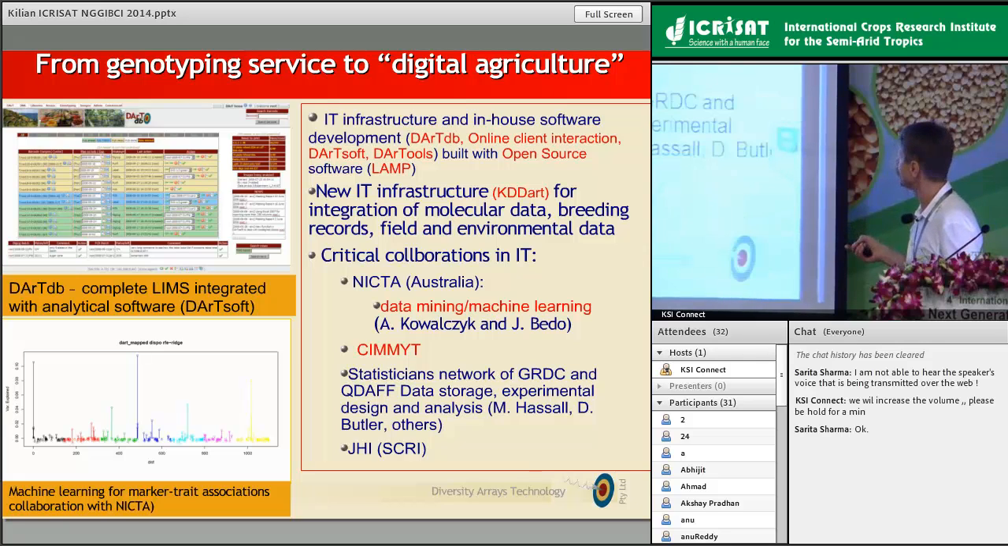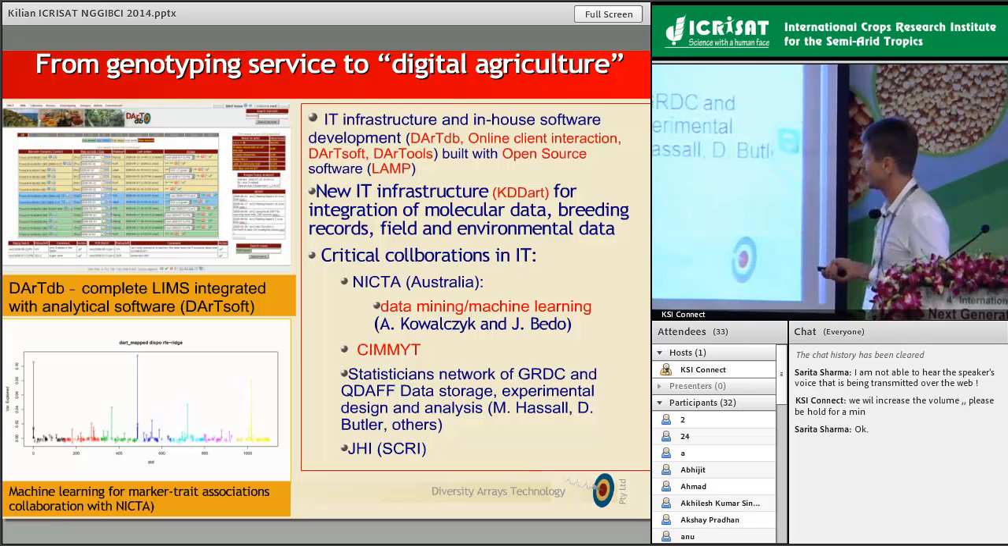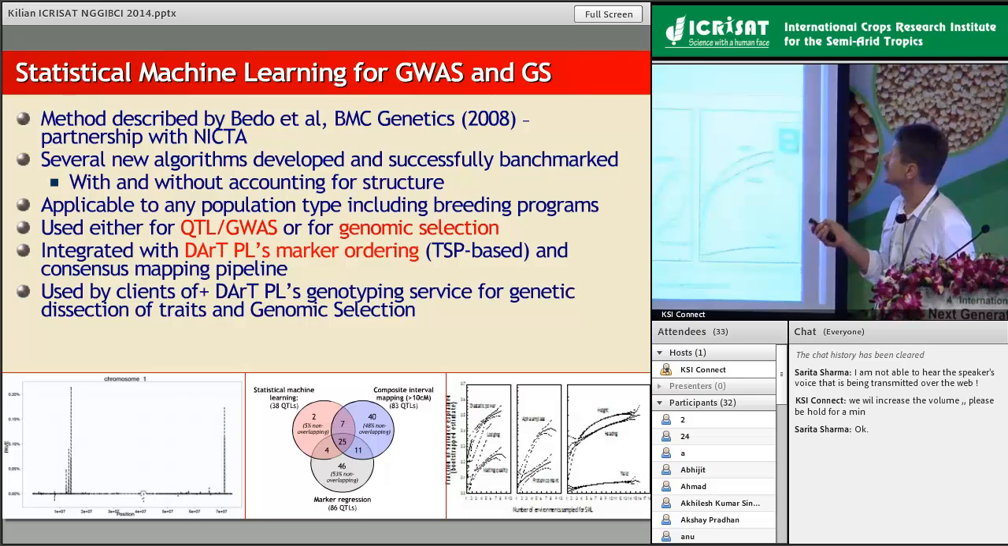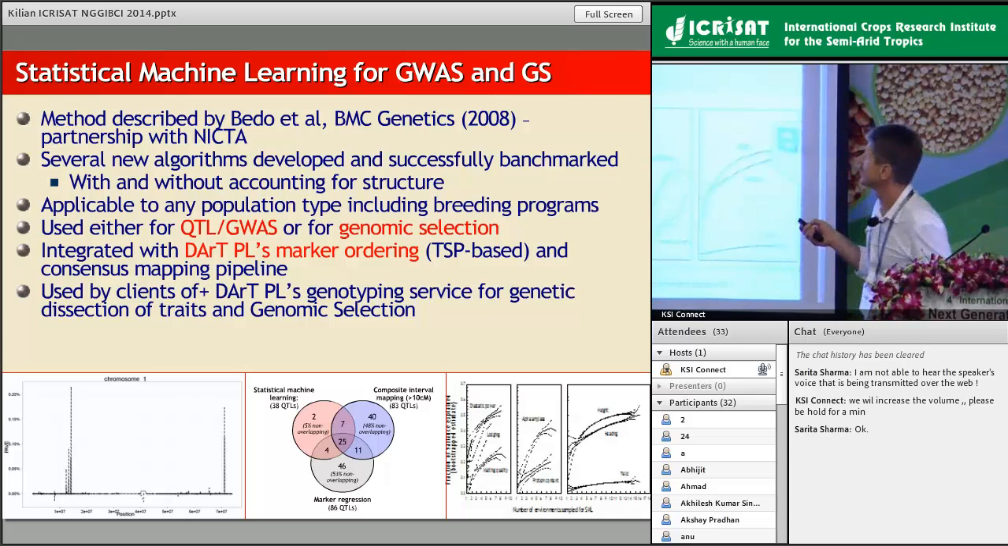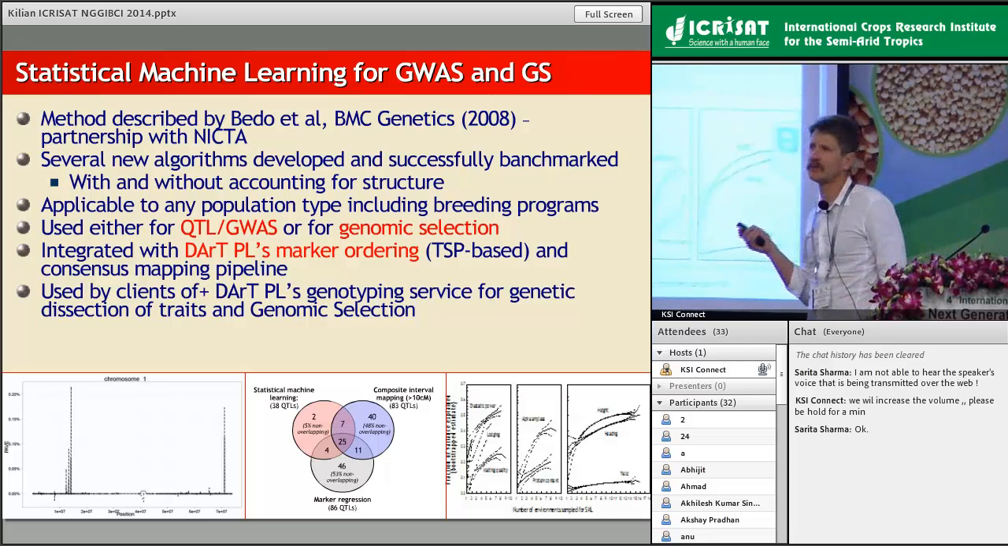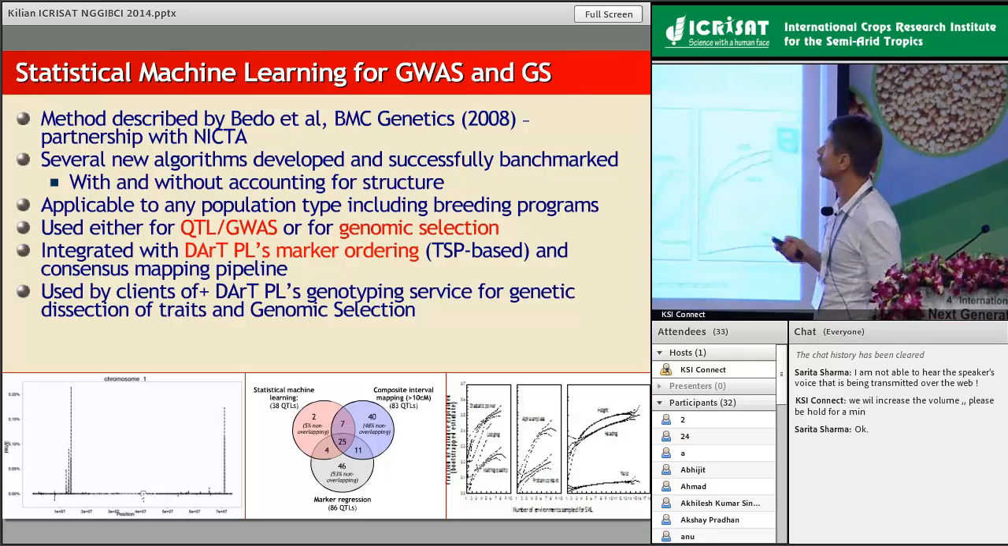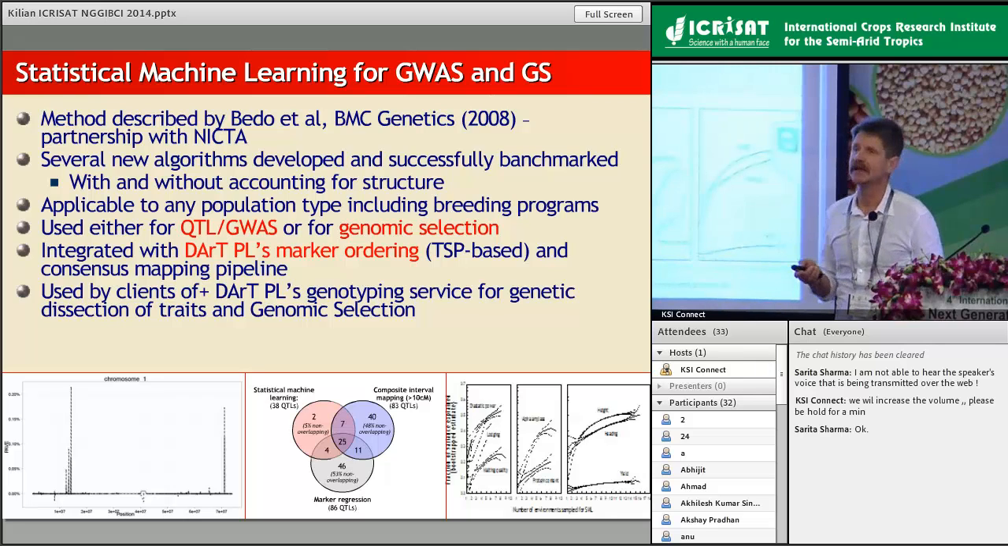And we also established collaboration with National ICT in Australia on data mining and machine learning. Also work with Semi-Arid and some other colleagues in Australia and also in Scotland. So in that context, we started working with statistical machine learning about 10 years ago. We thought that there's an opportunity to bypass some, for example, composite interval mapping approaches that were prone to problems and suboptimal algorithmic solutions for finding marker-trait associations and GWAS analysis, but we extended this machine learning technology to genomic selection.